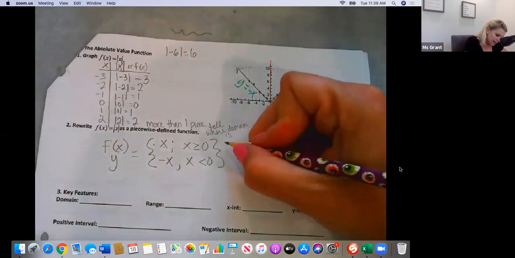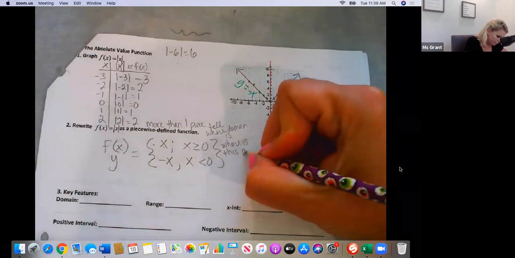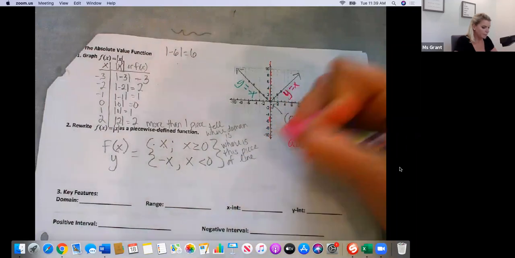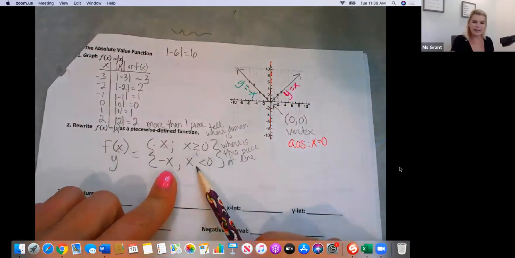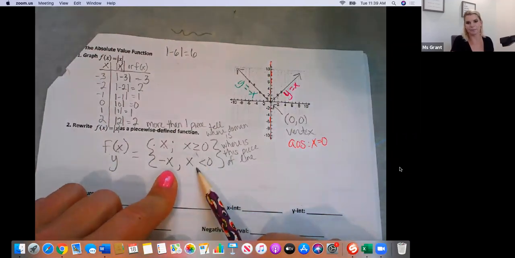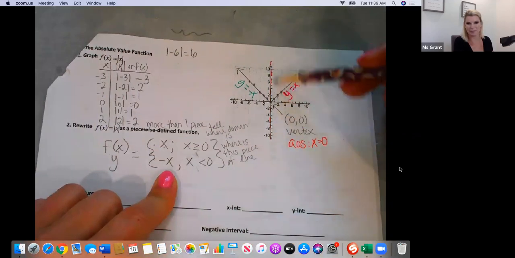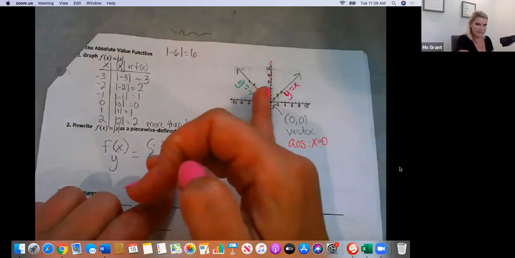So I'm basically saying, where is this piece of line? Where is this line? Well, this pink line is greater than 0. This green line is less than 0. Now it's here, right? Look at my axis of symmetry line. One of them is greater than 0. The other one is less than 0.